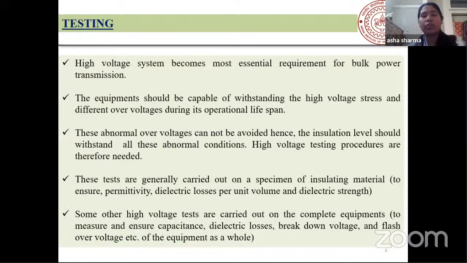So why do we need to do the testing? As we know that we need to transmit a bulk of power, and for that we need the high voltage system. For the high voltage system to transmit this bulk power, we need the high equipments to sustain any abnormal condition or any over voltages. So that's why we need to test the insulating system so that it can sustain those abnormal situations or over voltages. So the high voltage testing is generally carried out on a specimen or insulating material, or it can be carried out on a complete system as a whole.